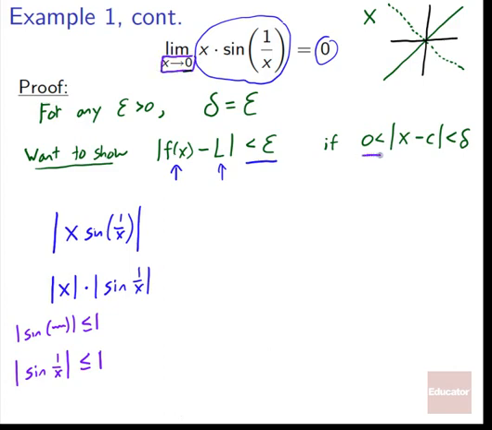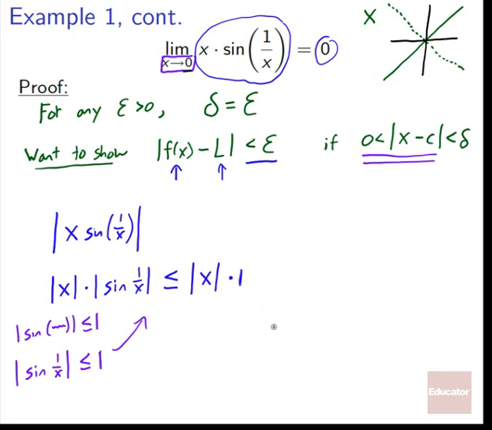So we have 0 is less than the absolute value of x minus c. So we don't have to worry about x equals 0. So we know that sine of 1 over x is less than or equal to 1 will always be true because we don't have to worry about actually plugging in x equals 0. So we can now use this information up here, and we have that the absolute value of x times the absolute value of sine of 1 over x is less than or equal to, we swap out that fact that sine of 1 over x is less than or equal to 1, and we have the absolute value of x times 1.